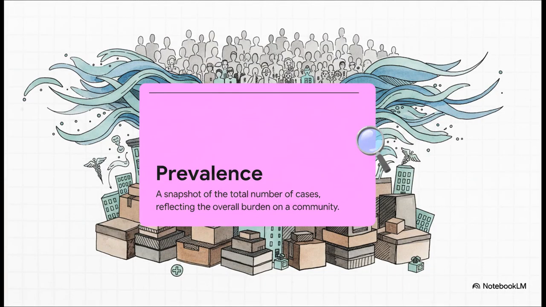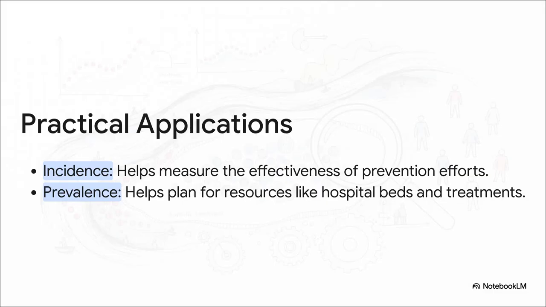Prevalence, on the other hand, tells us about the burden. It shows us how widespread a disease is in the community and how many people are currently living with it. This is all about the current weight on our society and our healthcare system. So think about it like this. If you want to know if a vaccine is working, what do you look at? Incidence. Are new cases going down? But if you need to know how many hospital beds or treatments you need today, you'd look at prevalence. How many people are sick right now? See? Each number tells a critical part of the story.